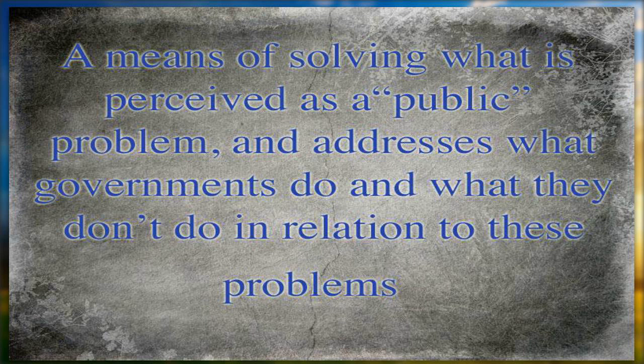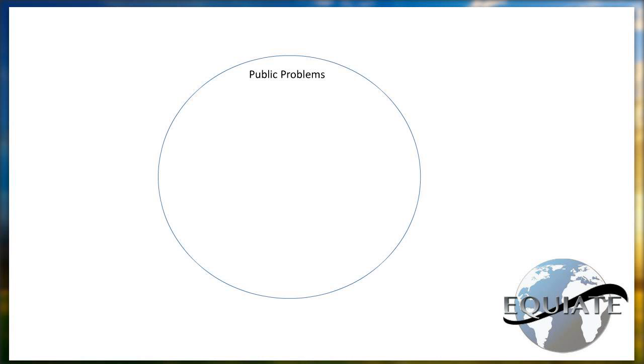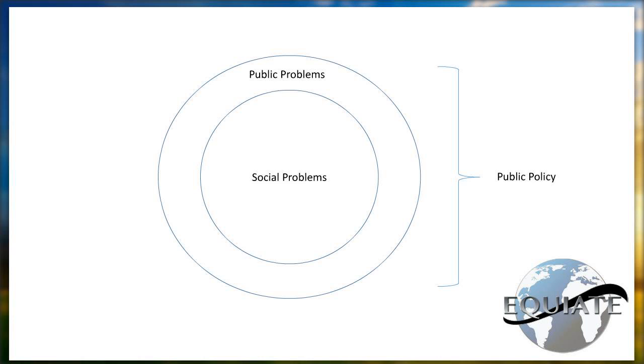That's important because often we think of public policy advocacy as asking governments to do something, but just as often it can be asking them not to do something or being aware that they've chosen not to do something as a response to a public problem. Many of what are considered public problems are also social problems. Social problems are perhaps a smaller subset of public problems. Examples include poverty, hunger, education, and healthcare. For these public problems, public policy is therefore a legitimate and necessary strategy for addressing them.